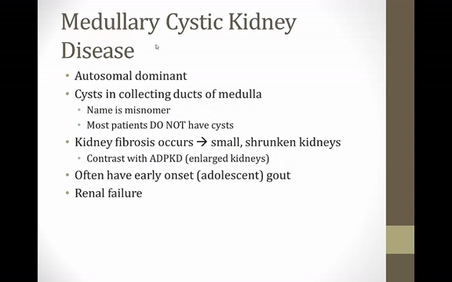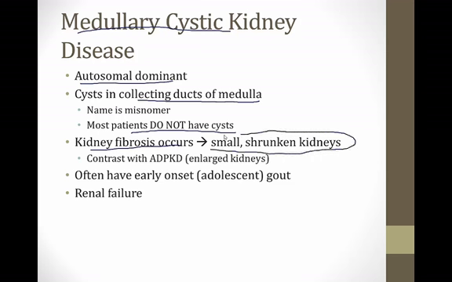The last cystic kidney disease I'll mention is called medullary cystic kidney disease. So this is also autosomal dominant, and in this condition cysts can form in the collecting ducts of the medulla. Now actually this name is a misnomer because most patients do not have cysts that you can visualize. It's a small subset of patients who have it, but nevertheless the condition is named after the medullary cysts. What's really going on here is that patients get fibrosis in their kidneys, so they will have very small shrunken kidneys, and this is different from the other polycystic kidney diseases where the kidneys are enlarged. One clinical problem many of these patients get is early onset gout from being unable to filter properly uric acid, and then they can also develop renal failure.